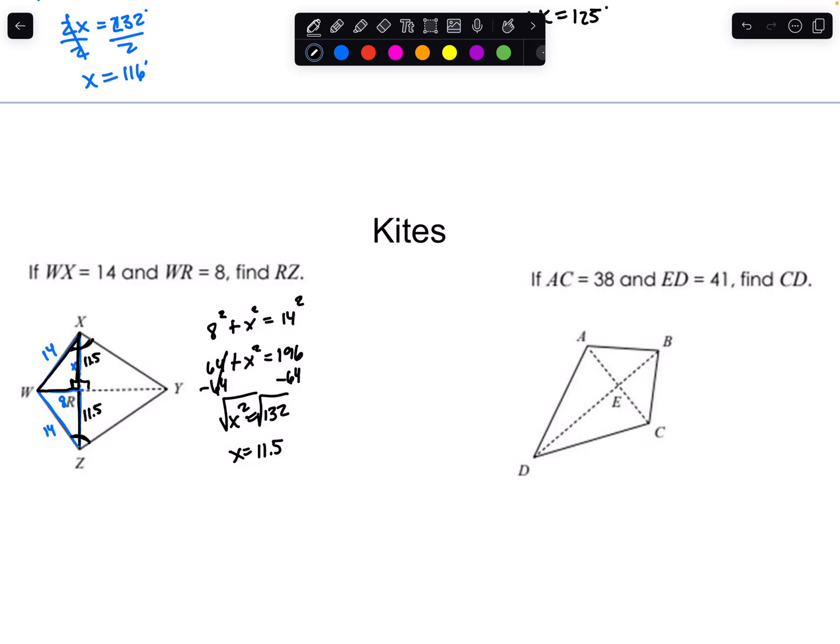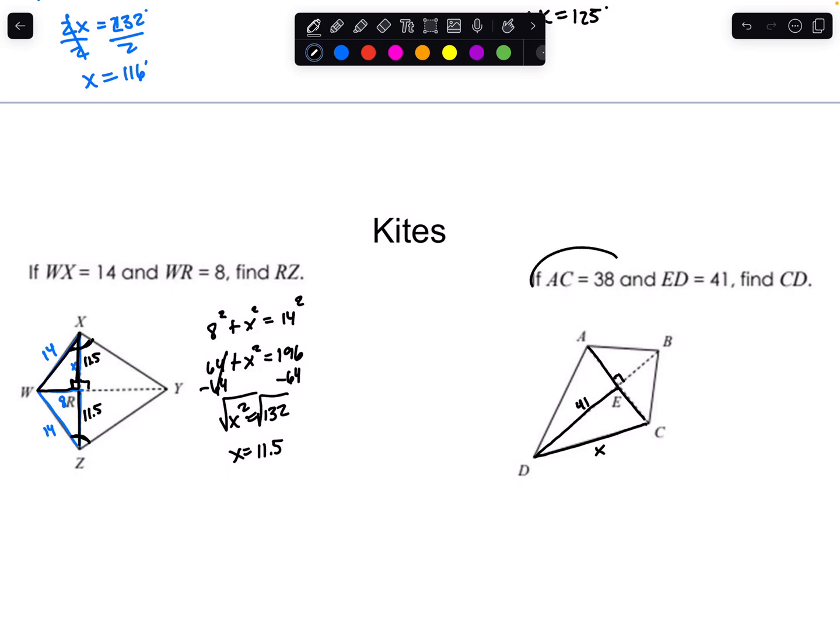Let's check out this next one. AC is 38, so I have a full length. Again, this is a kite, so I know that this is going to intersect at 90 degrees. The full length is 38. ED, this measurement, is 41. I want to find the measurement of CD. I want to find this length. We'll call it X.